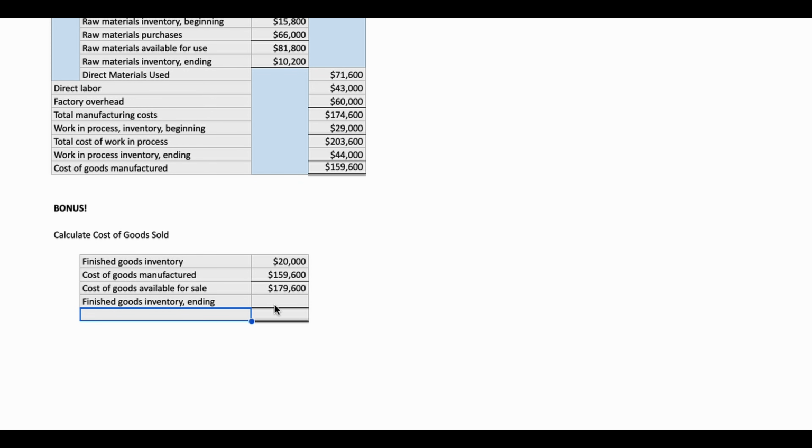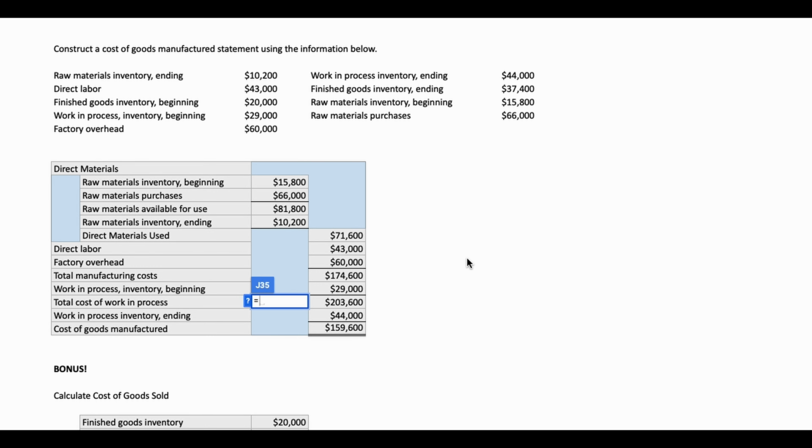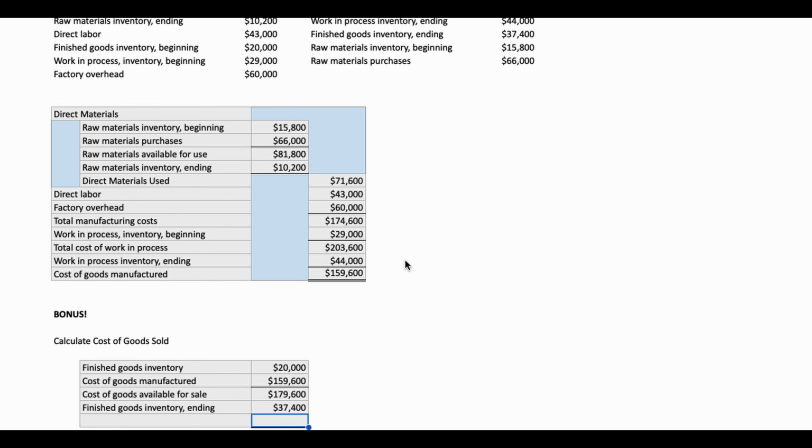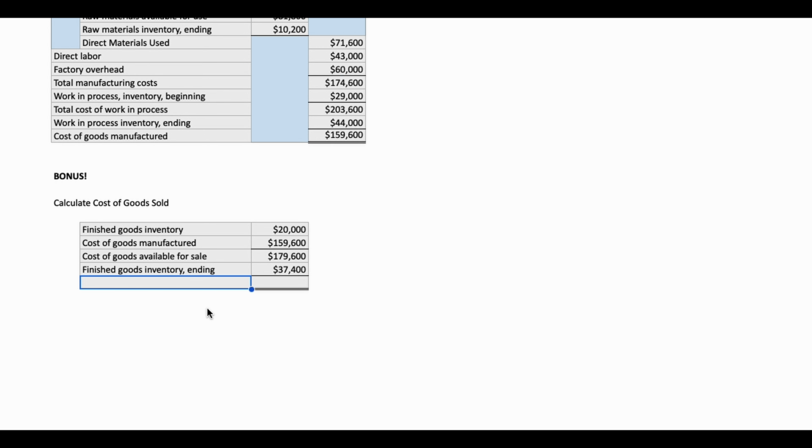Then we take our finished goods ending inventory and back that out of here. Our finished goods ending inventory was $37,400. That will ultimately give us our cost of goods sold, which is $142,200. Again, this is a microcosm of what we did for direct materials.